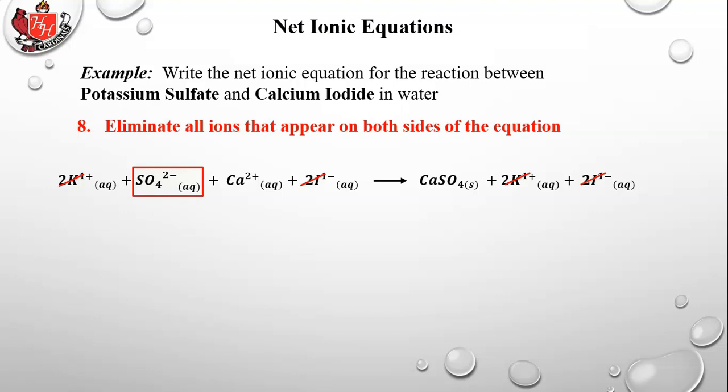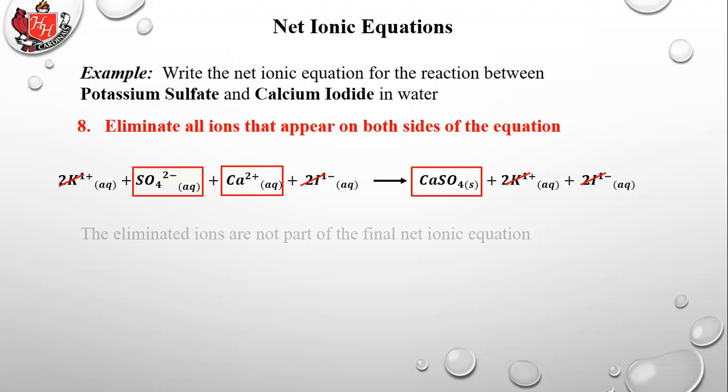So the SO4 2 minus, the Ca2 plus, and the CaSO4 will remain. They will not be canceled. The eliminated ions are not part of the final net ionic equation. In other words, they effectively didn't take place in the reaction. The 2 K1 plus is on the left and it's on the right, so it didn't do anything. It just sat there. Similarly for the 2 I1 minus on the left and on the right, it didn't do anything. It started off as 2 I1 minus, it ended as 2 I1 minus.